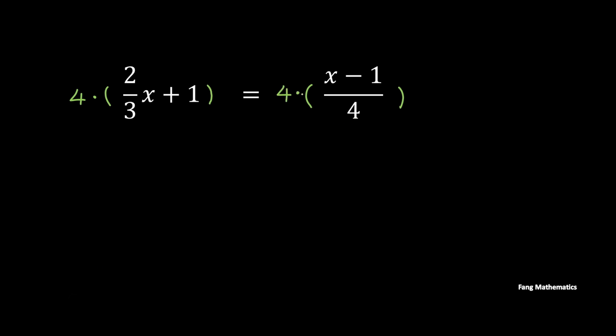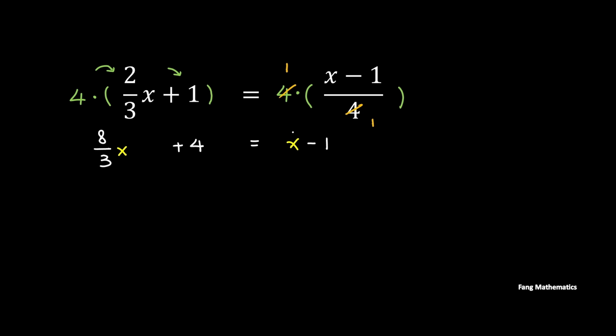Let's look at the right first. So 4 and 4 eliminates directly, leaving you whatever is on the numerator. So let's just directly remove the parentheses. I believe you should get x minus 1. On the left, you should apply distributive property to remove the parentheses. 4 multiplied by 2/3 x, that should give you 8 over 3x. And 4 times 1 gives you plus 4.